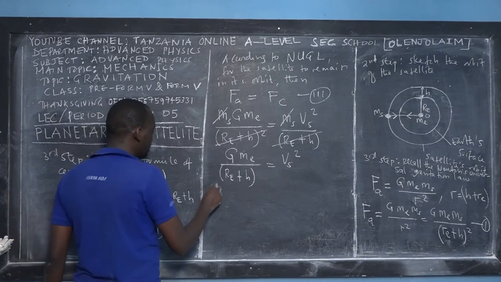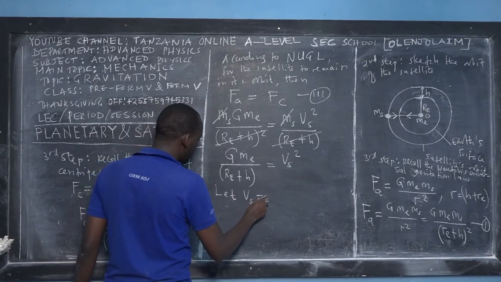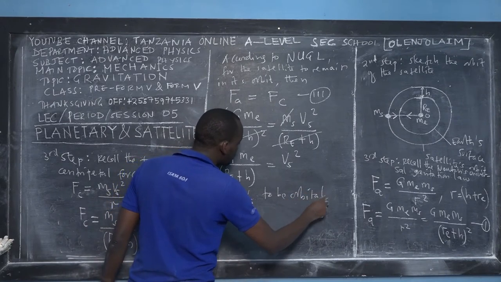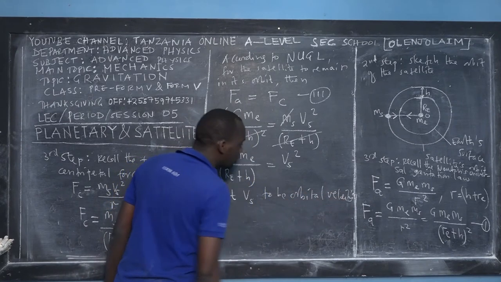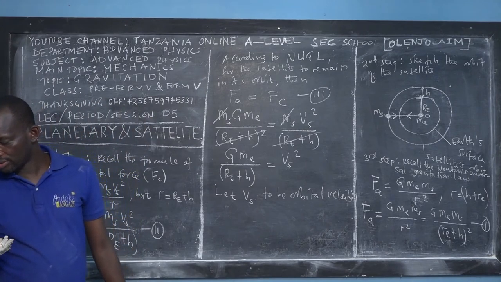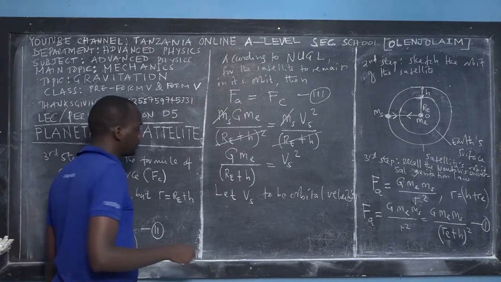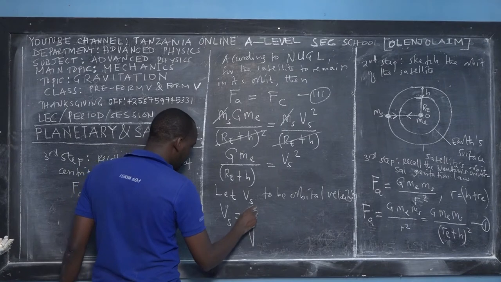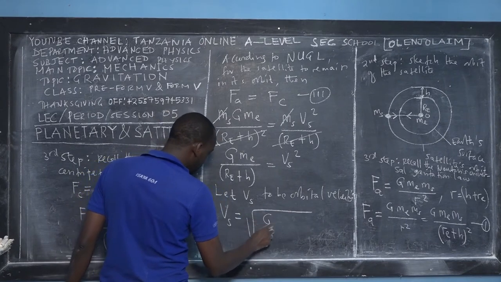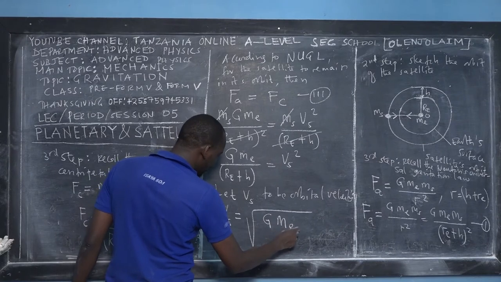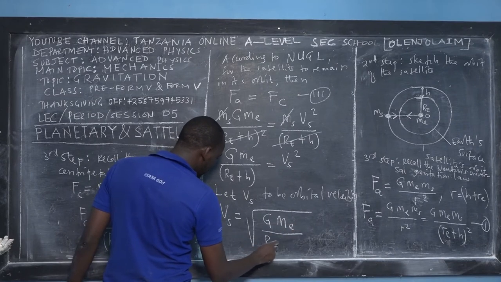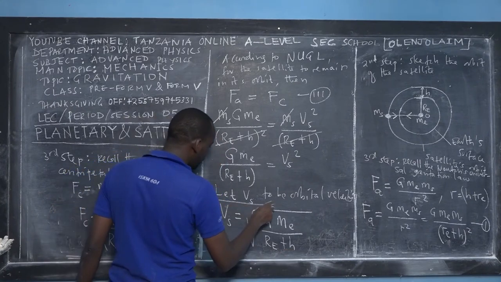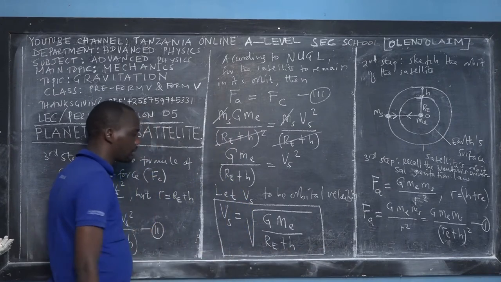So that's the orbital velocity. It means that we let Vs be the orbital velocity. Then the orbital velocity Vs will be equal to the square root of the gravitational constant times the mass of the Earth over the radius of the Earth, which is constant, plus the height, which we don't know. So this will be the first formula for orbital velocity.